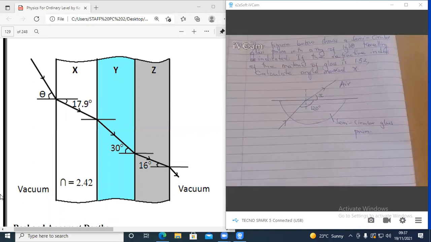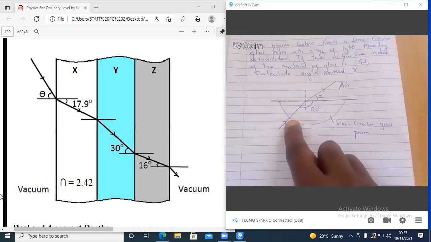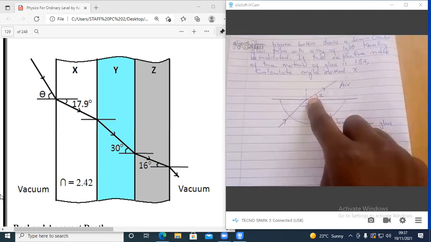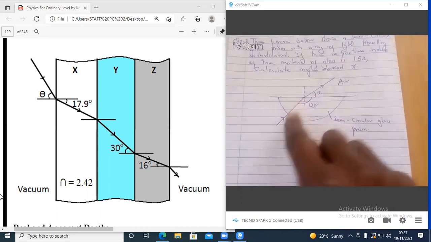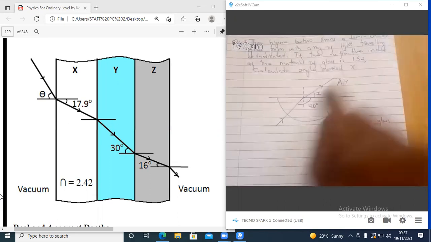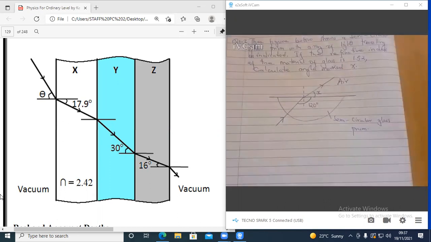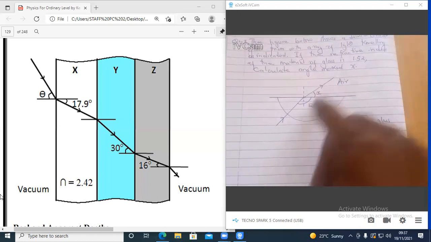Isn't the light ray supposed to be from where the arrow is? The outside of the semicircle, into the semicircle? No, the arrow is just showing it is moving from glass to air. It's from glass to air. Okay? Yes, just take it from glass to air.